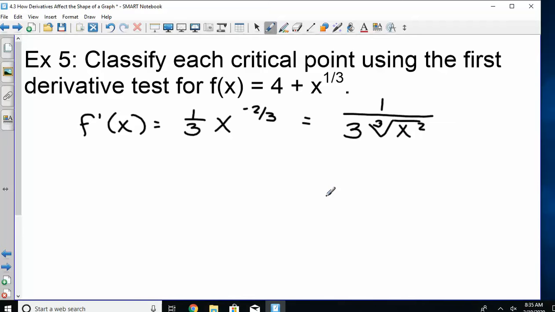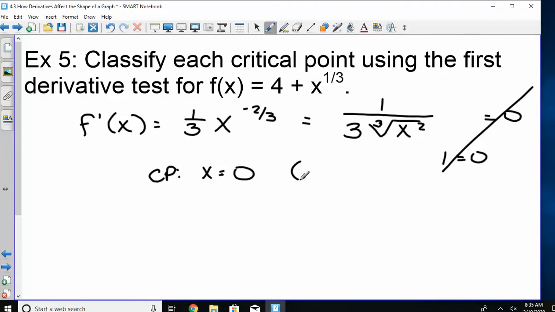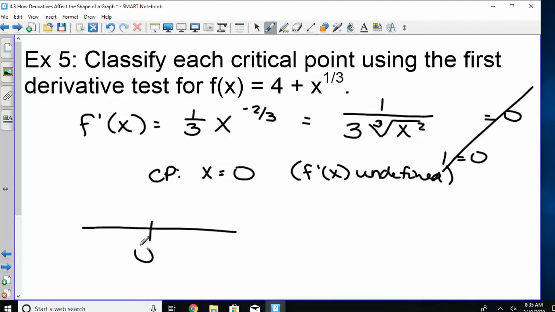Okay, is this ever going to equal 0? If you set it equal to 0, you would multiply over the bottom and you'd just have 1 equal 0. So does that happen? No. Is it ever undefined? What would make the denominator 0? It's 0. So if you plug in a 0, you get 1 divided by 0, which we can't do. So we do have one critical point at 0 itself. Okay, so that's the only thing I have to test.